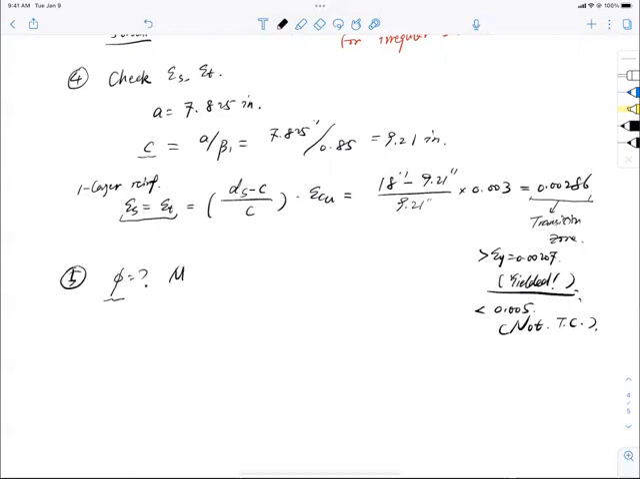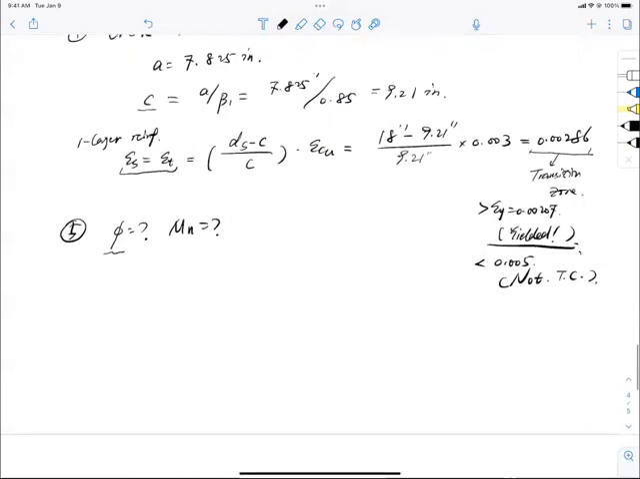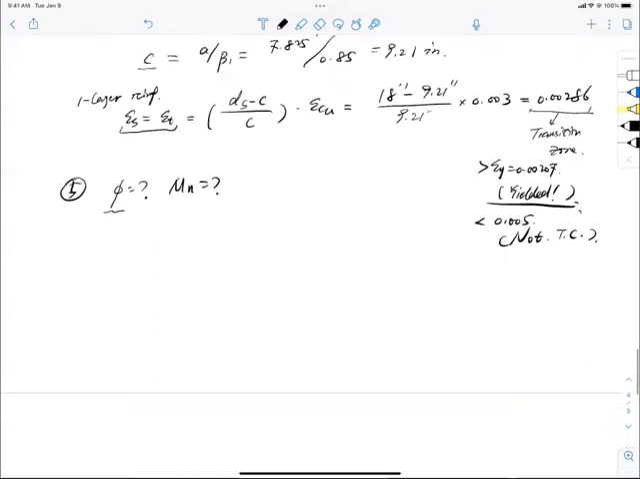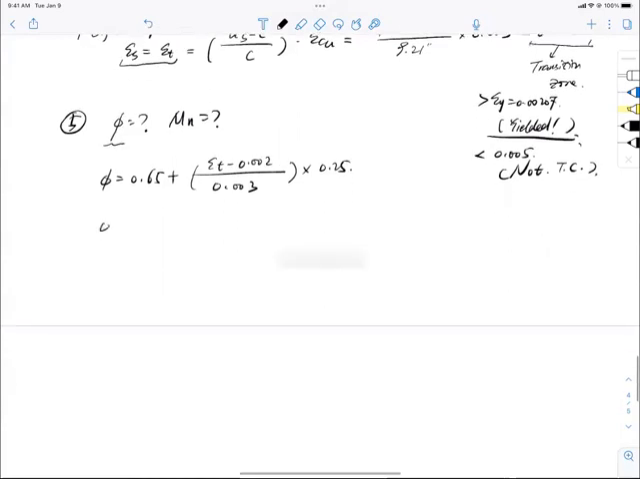So there you go, find out phi, and of course Mn. All right, so now I know phi, use that equation: phi equals 0.65 plus (epsilon s, or epsilon t in this case, minus 0.002) divided by 0.003 and multiplied by 0.25, or we can use the other equation, that's fine. So phi should equal 0.72. All right, save you the trouble.